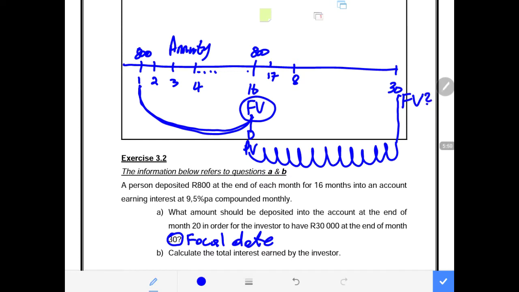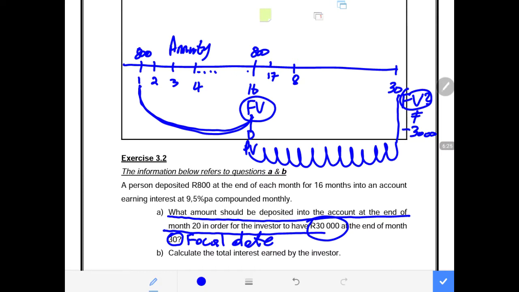But this amount will not be equal to the 30,000 that we need to raise at the end of month 30. Therefore, that is where the question says, what amount should be deposited into the account at the end of month 20 in order for the investor to have 30,000 at the end of month 30? That means we need to say this future value minus 30,000 that we need to have. So the remainder will be the amount that we need to have as the balance, so that we end up having the 30,000 that we need at the end of month 30.